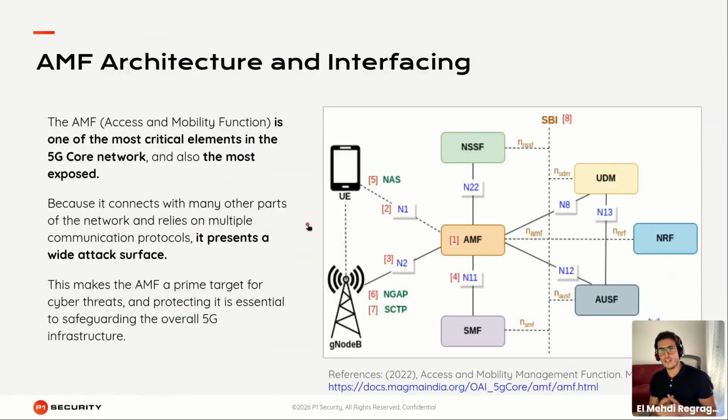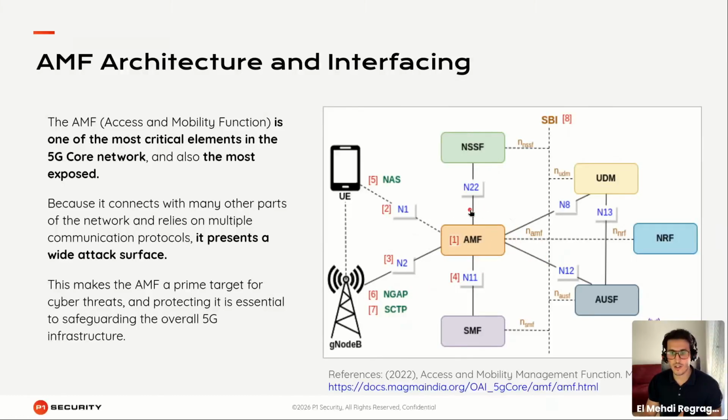So from the interfacing and the different interconnections between the AMF and the different components, either within the 5G core network or outside it, we can see a multitude of interfaces. This schema here is not listing all the interfaces where the AMF is involved or serving. But we can see that from the UE to the AMF, we are using the N1 interface. The N1 interface carries the NAS protocol, non-access stratum, and this will be forwarded from the gNB toward the AMF. Then we have the N2 interface, which is an NGAP interface based on the SCTP protocol.